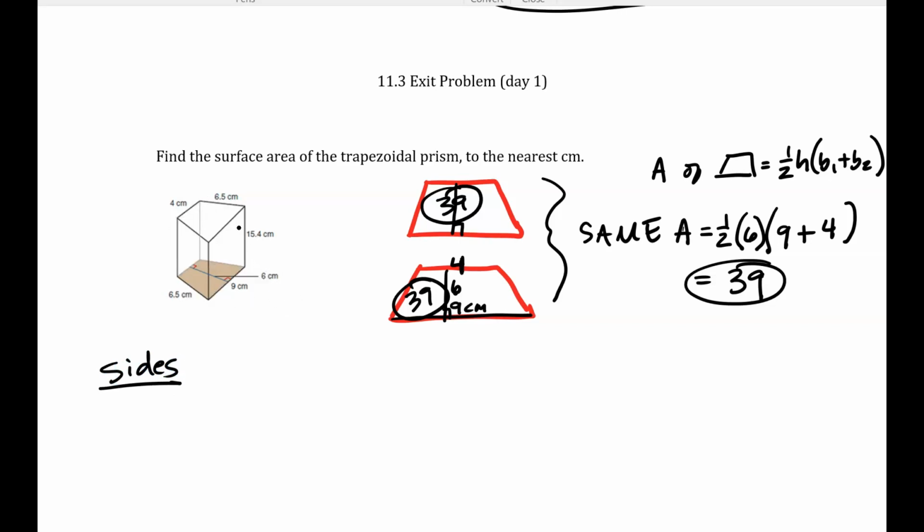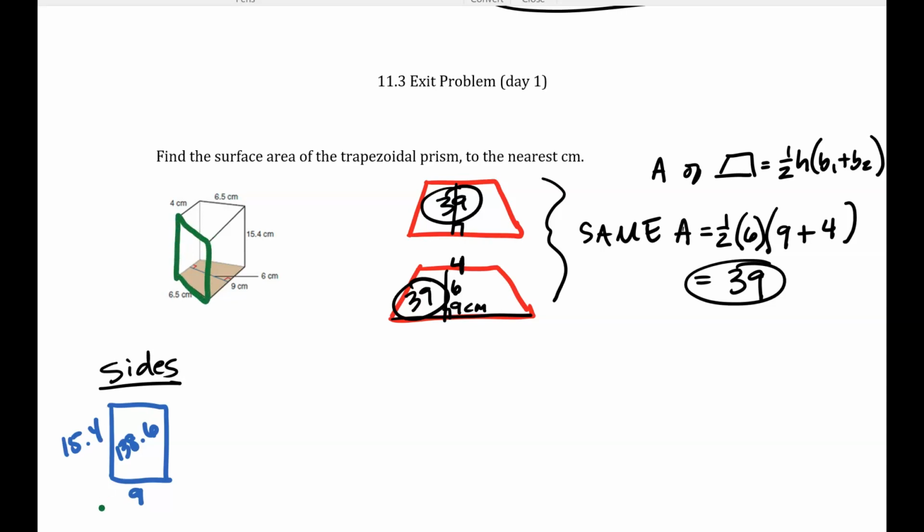So I've got 4 sides. I'm going to use some different colors here. Let's look at this side right here. I'm going to draw that out. It's a rectangle. And it looks like the bottom of the rectangle is 9 and the height is 15.4. And if I multiply those together, I get 138.6. Okay. So now I'll just erase that.